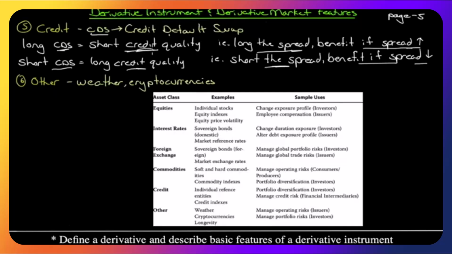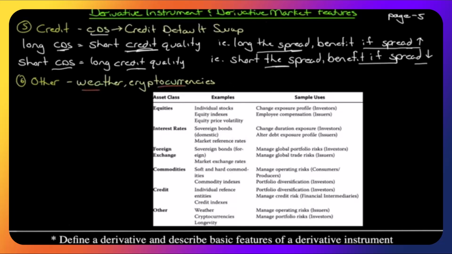That can be confusing. So I thought better see it now, because when you see it at level 2 and at level 3, it causes a lot of confusion. Other types of derivatives: you can bet on weather. You can bet on cryptocurrencies. There's a whole bunch of stuff you can bet on.